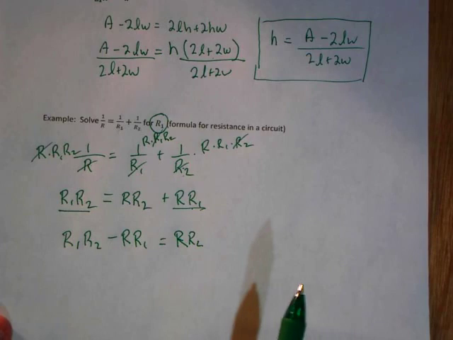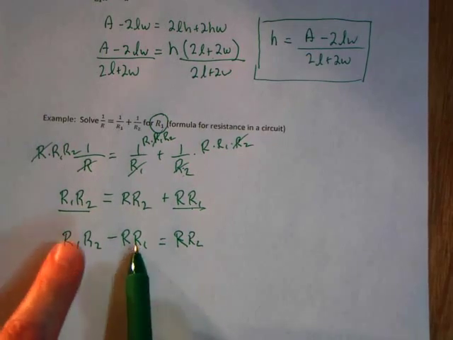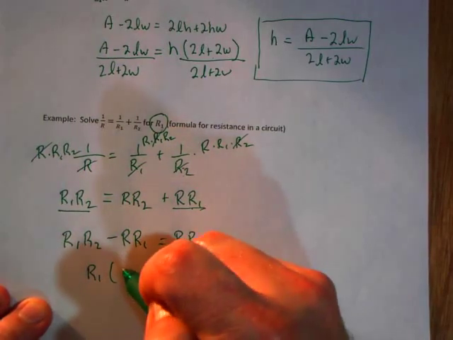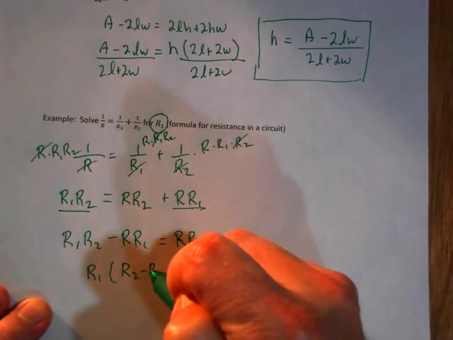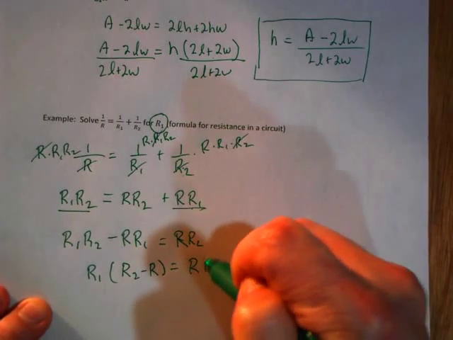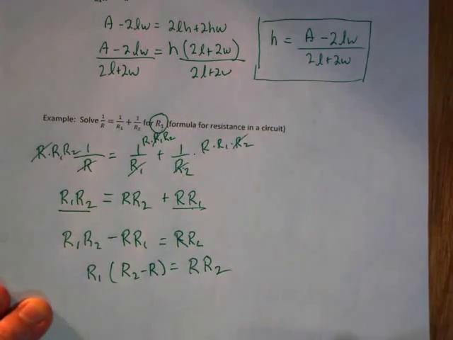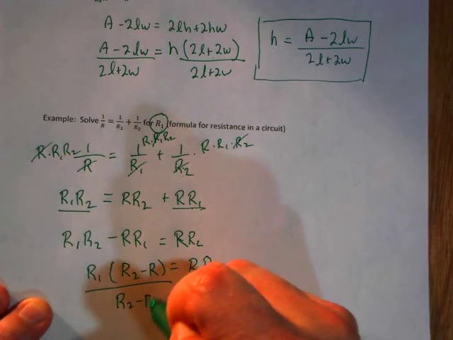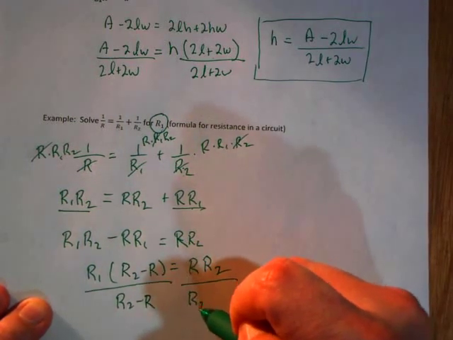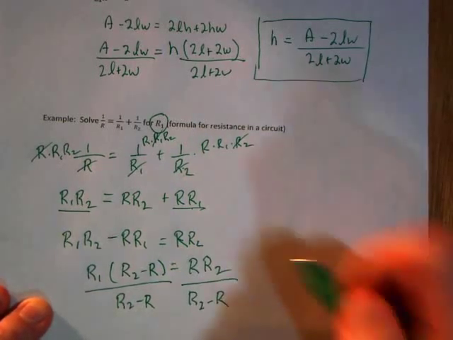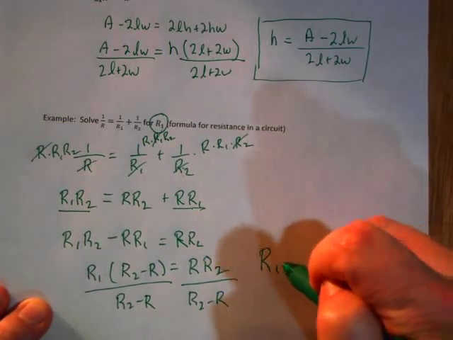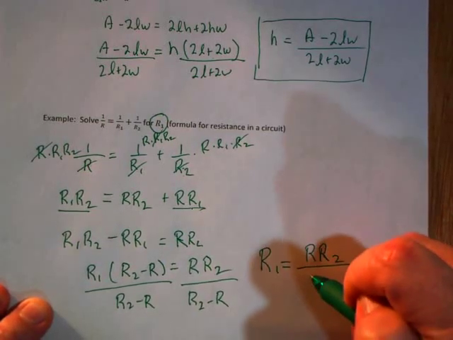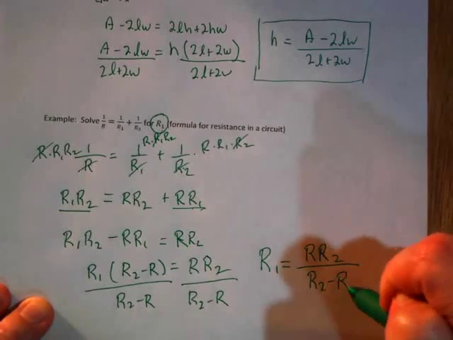Again, the reason I do that is it allows me to factor. I now have a common factor of R1 right here. When I take the R1 out, I'm left with R2 minus R equals R2. And finally, to get the R1 all by itself, I can divide. Which means my final answer is R1 equals RR2 divided by R2 minus R.